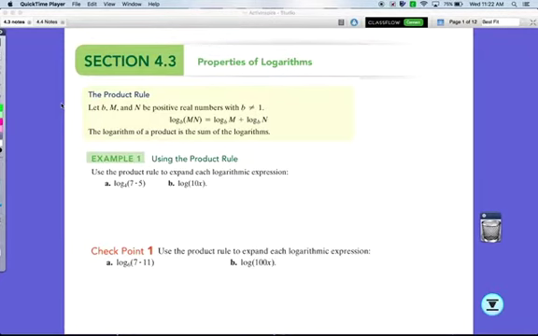All right, section 3 is about properties of logarithms. There are some interesting properties of logarithms that allow us to either expand or condense a logarithm.